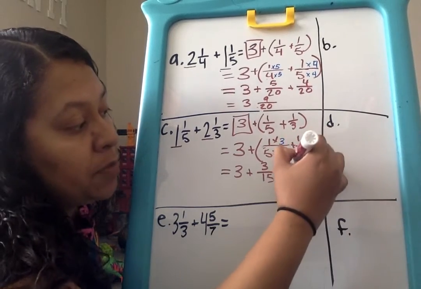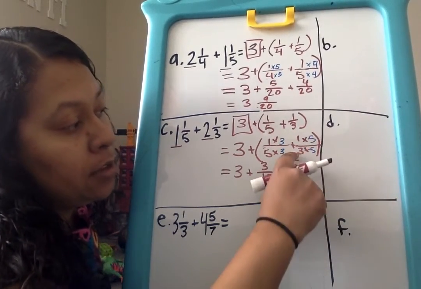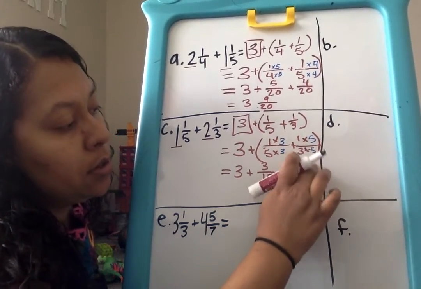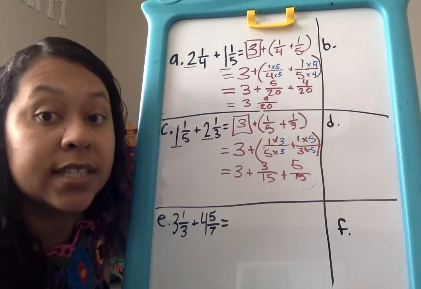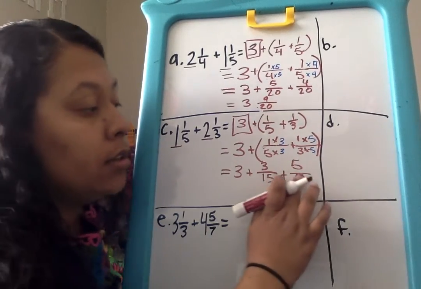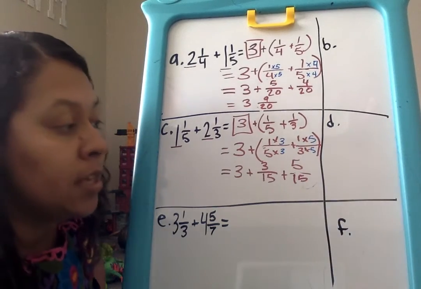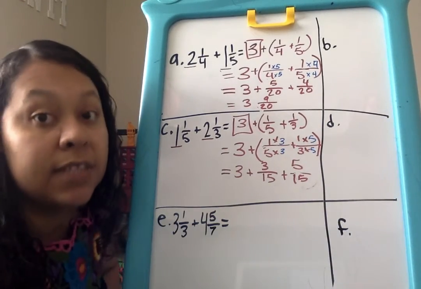plus 1 times 5, 5. 3 times 5, 15. Oops. 5/15 for our second equivalent fraction. Sorry, that looks sloppy. Let me rewrite it. There we go. Okay, so now we have 3/15 plus 5/15.